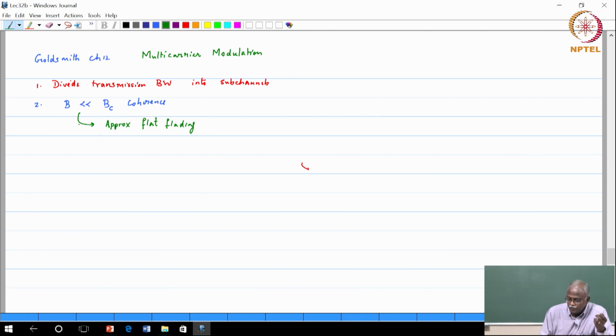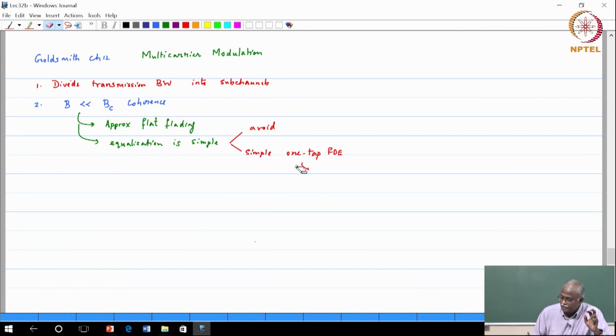Okay. This also says that equalization is simple. Okay. Why? Because you know that you can do a single tap frequency domain equalizer. So, either you can avoid the equalizer, that means you will have some residual ISI to contend with, or you can have a simple one tap FDE. Okay, both of which are very useful for us to understand.